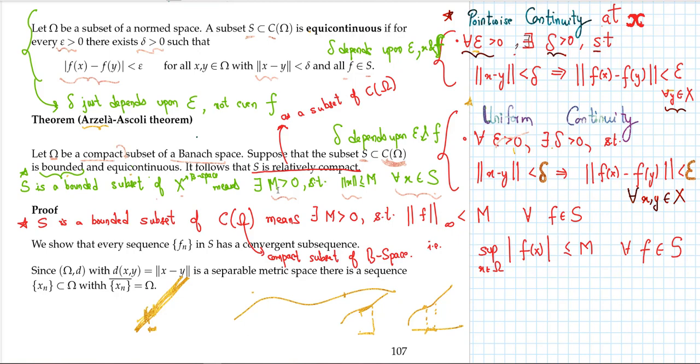Now, what I'm saying is that suppose there is a subset S in C(Ω) which is bounded as well as equicontinuous. By equicontinuous, I mean that for every epsilon greater than 0, there exists delta such that this condition holds true for all f belonging to this S. Now, if S satisfies all these properties, that it's bounded and equicontinuous, then I say that S is relatively compact.